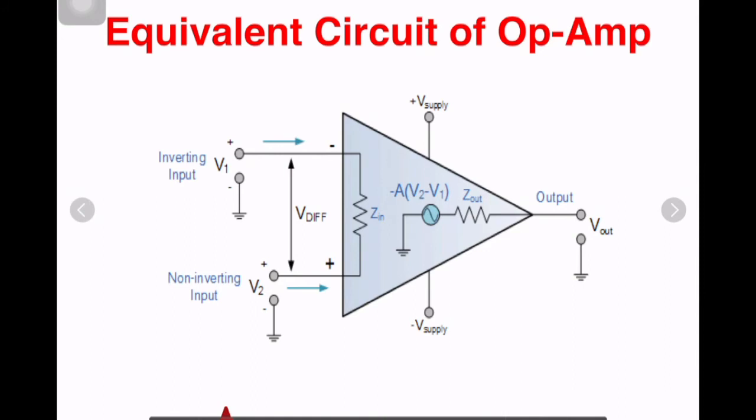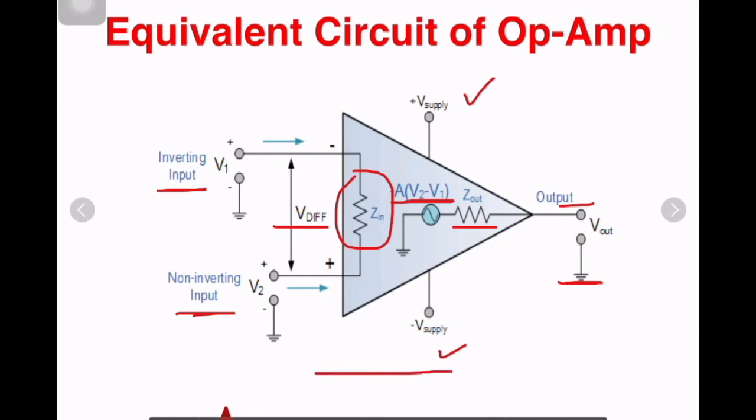Now coming to the equivalent circuit of the operational amplifier. Ideally, this is the inverting input, this is the non-inverting input, and the voltage difference is there. This is the input impedance Zin and it should be as high as possible. This is where amplification takes place, V2 minus V1 into A, with V positive supply and V negative supply. This is the output impedance and the output is taken with respect to ground. So this can be taken as the equivalent circuit of the operational amplifier.